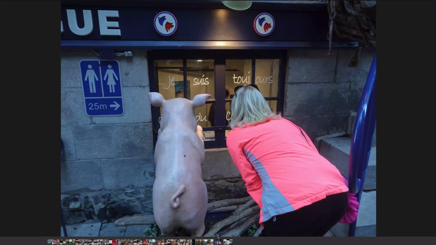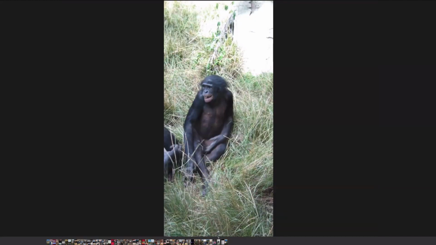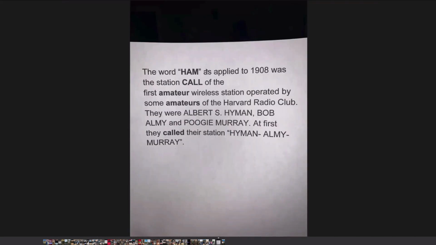But do you ever wonder about the name ham? Where did it come from? And why was the first primate sent into space named Ham? Is it insinuating something to do with monkeys and ham? I don't know. But I looked it up, and where it supposedly came from, maybe an urban legend, is that the Harvard Radio Club was operated by Hyman, Albert, and Murray.